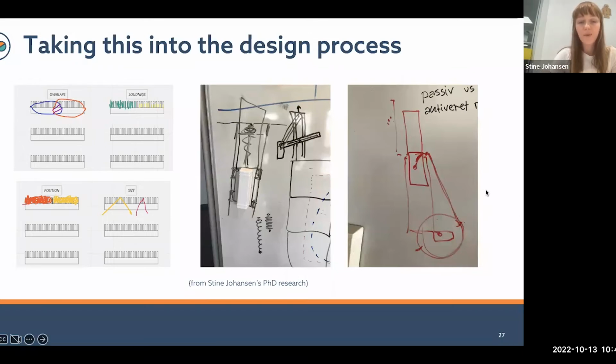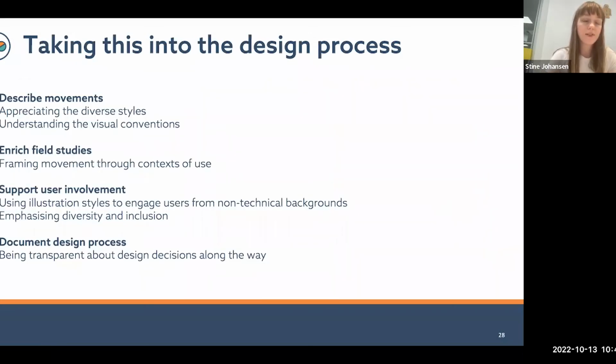So there are ways that we could learn from that and apply that to design of movement in human-robot interaction. So taking all of this into a design process, we have described or identified 4 different ways that could be valuable. So the first is obviously describing the movement.